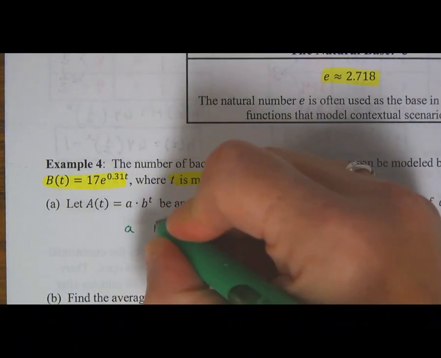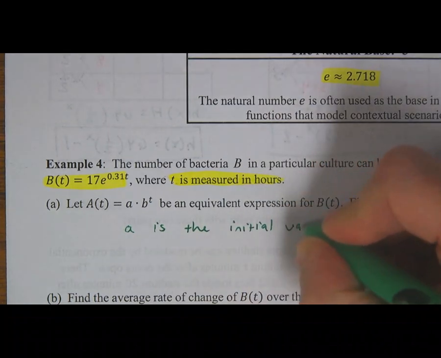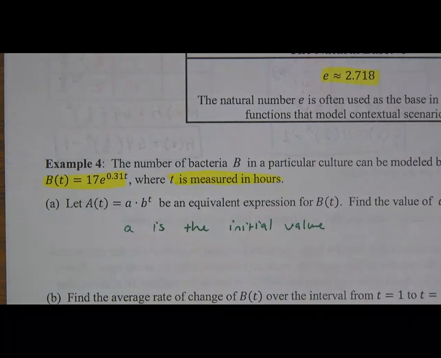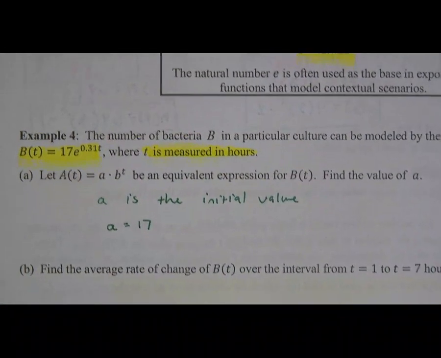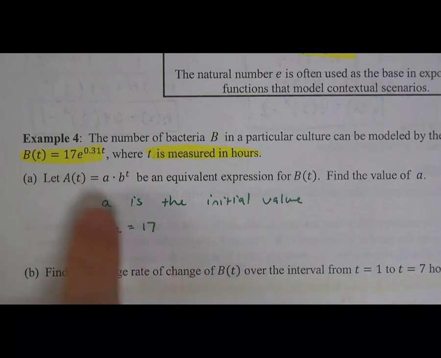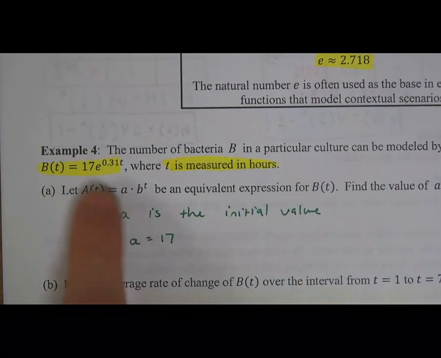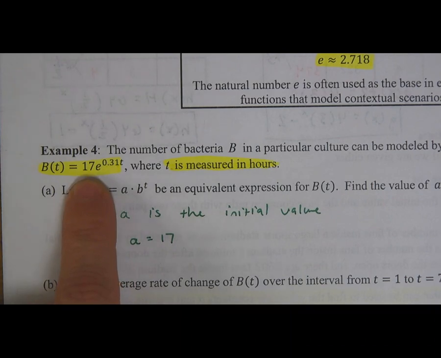A is the initial value. Just as a note, A is 17. And that just means that we started with 17 bacteria. And from there, they're growing at a rate of... what's that? It's saying that if this can be modeled as A times B to the power of T, what's A? And so A is just in that first position.